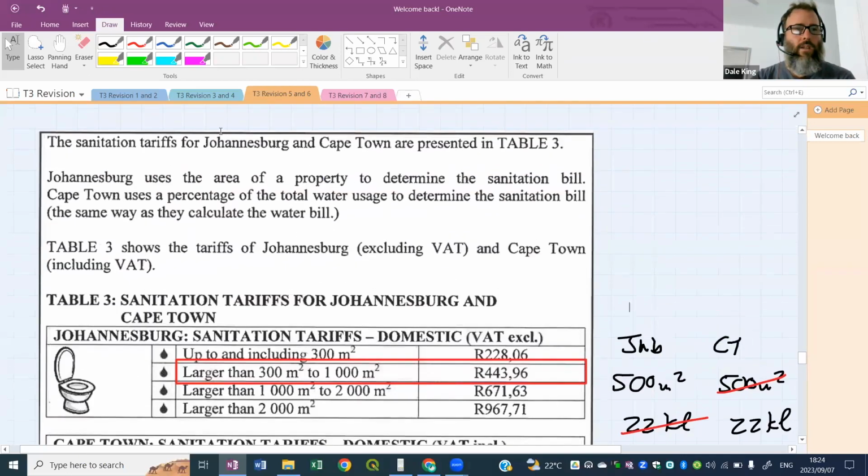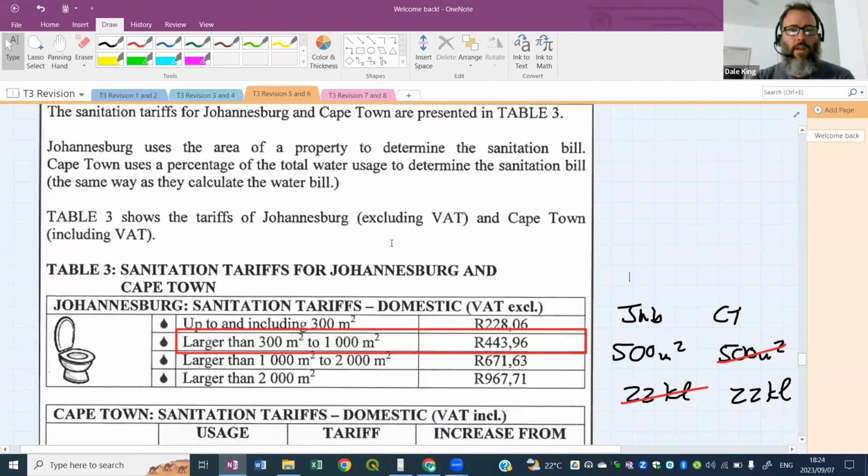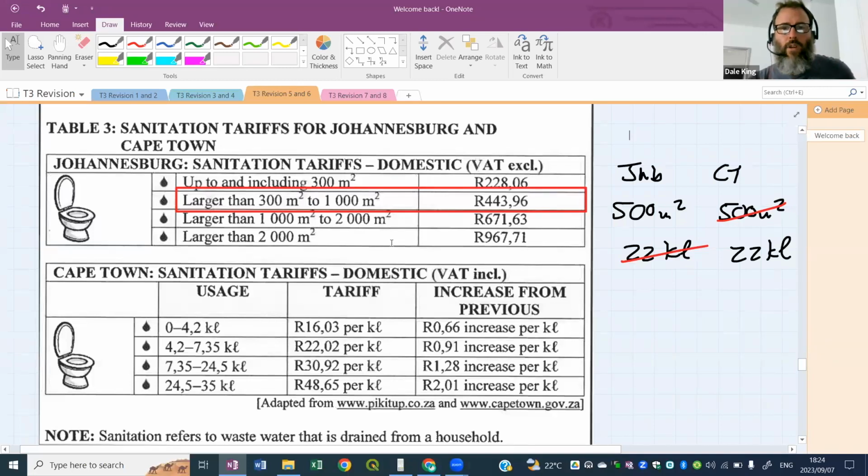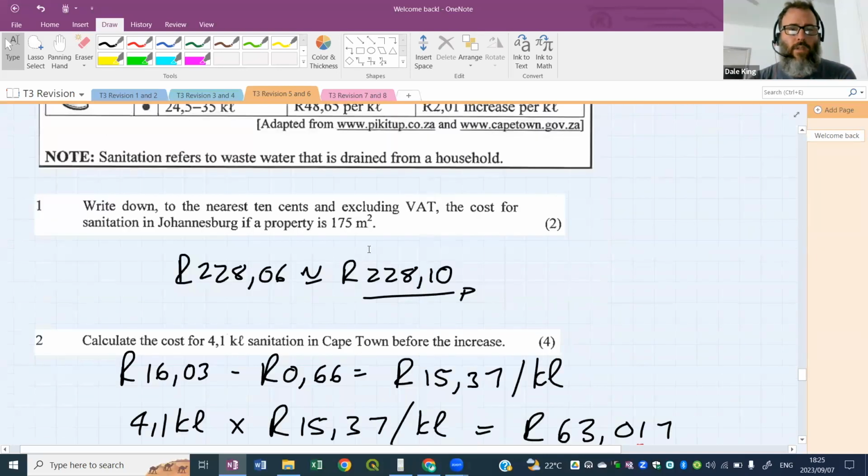Let's check. The sanitation tariffs for Joburg and Cape Town are presented. Johannesburg uses the area of a property to determine the sanitation bill. Cape Town uses a percentage of the total water usage to determine the sanitation bill, the same way as they calculate the water bill. All right, so Joburg, as I understand it, is a flat rate. This is not per kiloliter. It can't be because it's too big. So that saves us some work. All right, so we're just going to say Joburg's tariff is 443.96. Hey Ben, it's not per kiloliter here. All right, so 443. Oh, does the question want VAT or not?